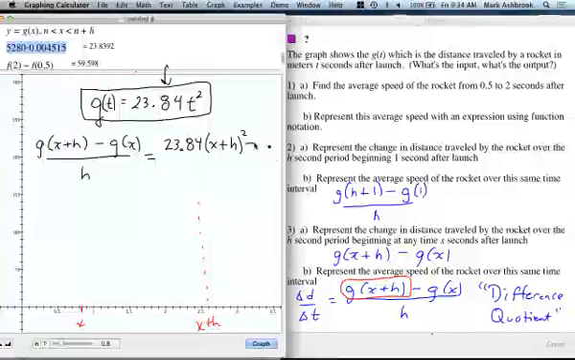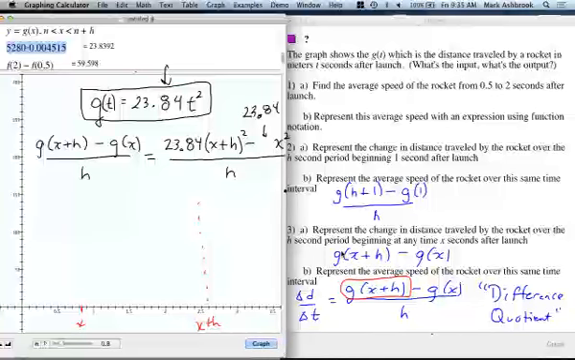What's g of x? Well, follow the instructions. What's our new input? Our new input is x. So what does this tell us to do with the input? Square it and multiply it by 23.84. Question. And then that whole thing is over h. Question. Could you say what you're looking for exactly?